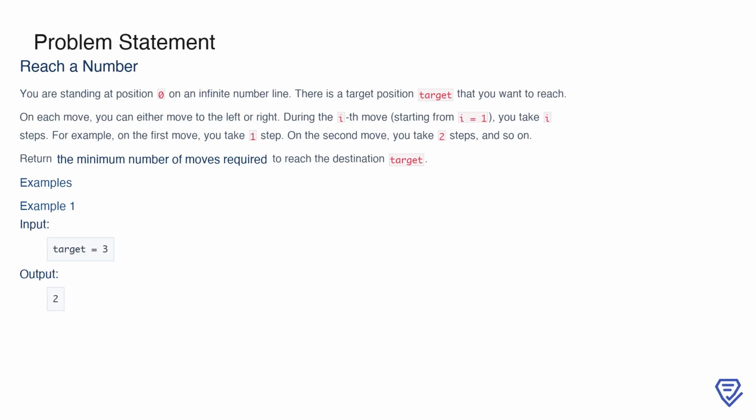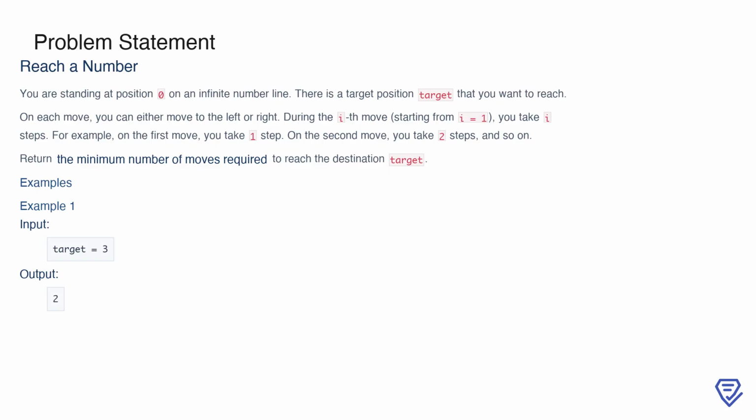is to reach a specific target position called target. You can move either to the left or to the right, and the number of steps you take increases with each move. For example, on the first move, you take 1 step, on the second move, you take 2 steps, and so on. Your task is to find the minimum number of moves required to reach the target position.